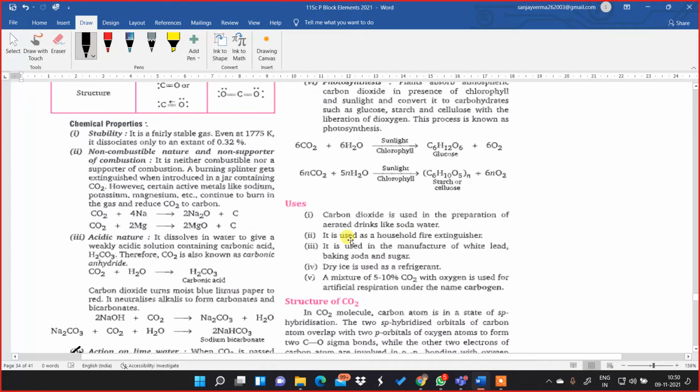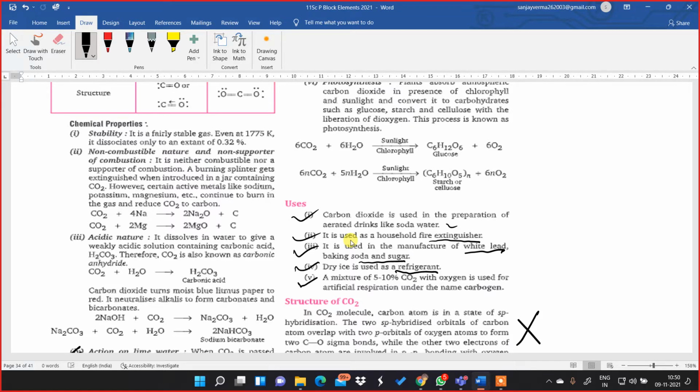The uses are required. Uses of carbon dioxide. Structure is not required. Leave it out. Carbon dioxide is used in the preparation of aerated drinks like soda water. It is used as a household fire extinguisher. Okay. It is used in the manufacture of white lead, baking soda, and sugar. Dry ice is used as a refrigerant.